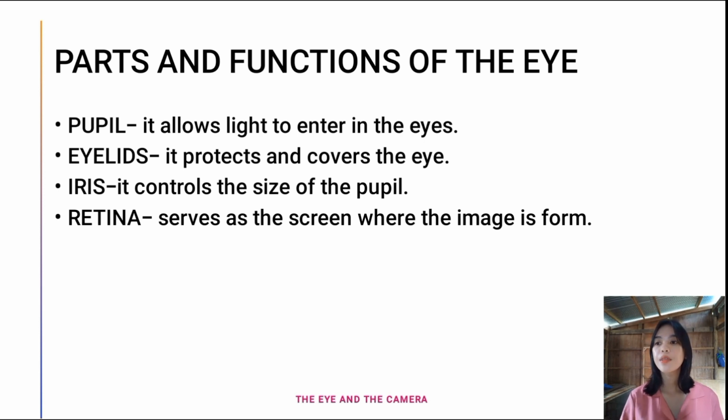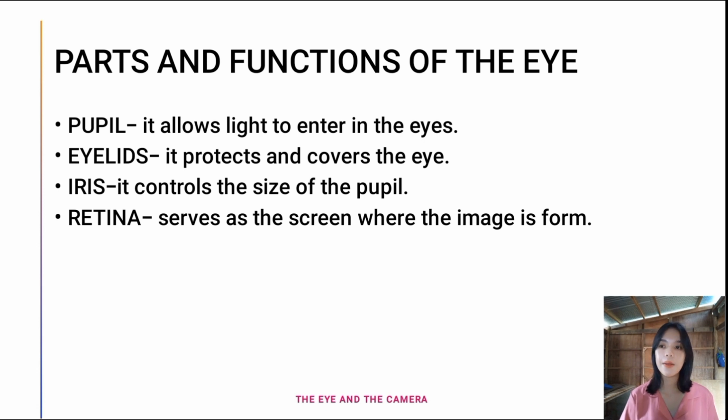Next is the eyelids. So eyelids, they protect and cover the eye. In the context of a camera, the term eyelids is not commonly used. However, there is a concept called shutter curtains that can be loosely compared to eyelids. Next is the iris. In the human eye, iris controls the amount of light entering the eye by adjusting the size of the pupil. That is for the iris.